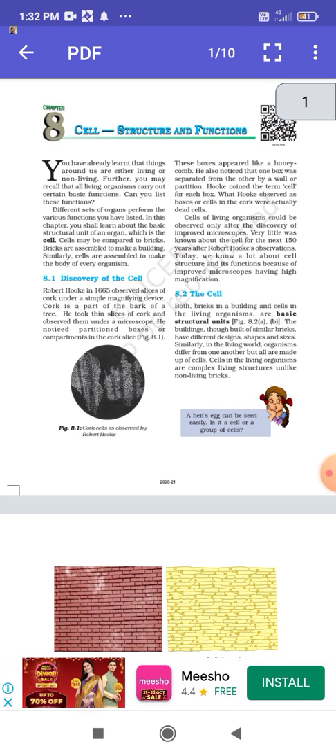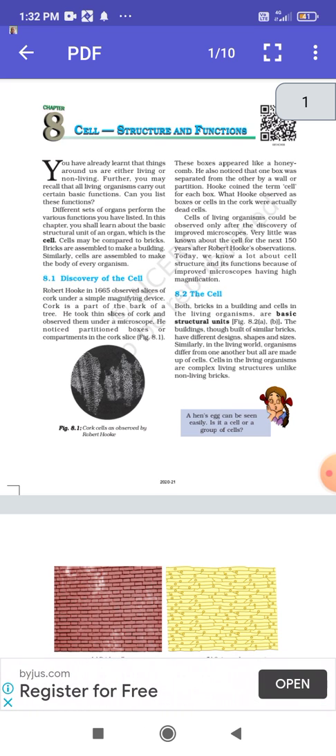Do you know why the living organisms are able to perform their functions? It is just because of the presence of cells. Different sets of organs perform the various functions you have listed. In this chapter you shall learn about the basic structural unit of an organ, which is the cell. Cells may be compared to bricks. Bricks are assembled to make a building. Similarly, cells are assembled to make the body of every organism.